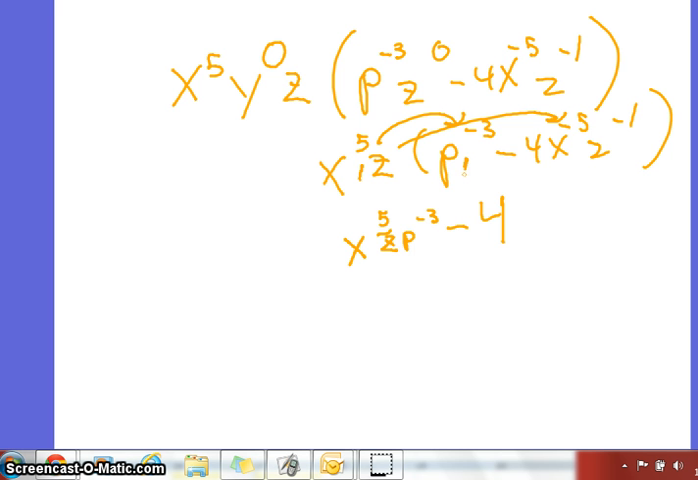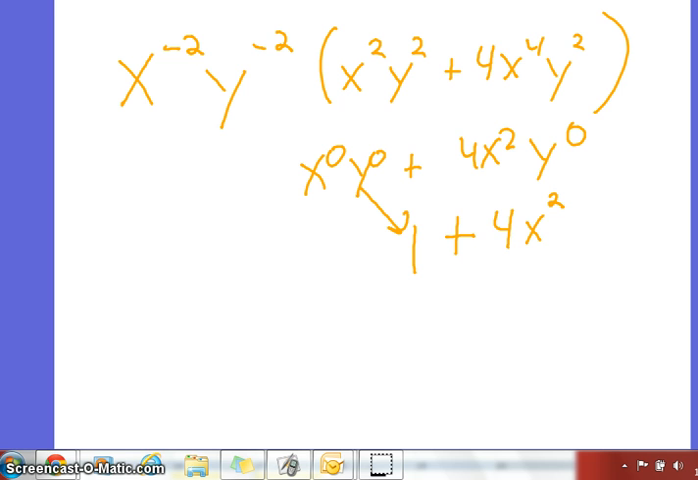Okay? Tony, you had a question? Can we leave the 0 instead of making it a 1? Like, can we just leave x to the 0, y to the 0 plus that, or do we have to make it 1 plus? You got it. It has to be 1 plus 4x to the second. Otherwise it would be wrong. Because these don't go away. They just become 1s. 1 times 1 is still 1, right? So they don't go away.